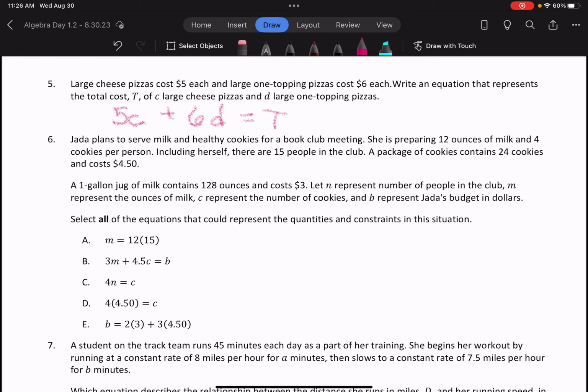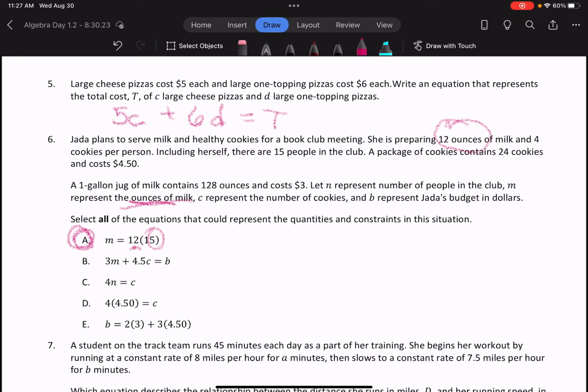Looking at the first one, M, which we know represents ounces of milk, equals 12. That's the number of ounces of milk per person, so that so far checks out, times 15, which is the number of people. So A does work. 12 times 15 would give us the total number of ounces that she needs.